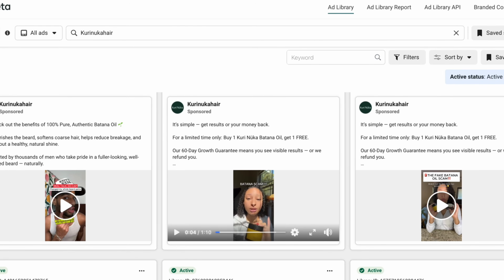What are we looking for here? We're looking for guarantees, right? They have a guarantee where it's a 60-day money back. Our 60-day growth guarantee means you see visible results or we refund you. So these guys, this Kurinuka hair, they actually have a 60-day growth guarantee, right?